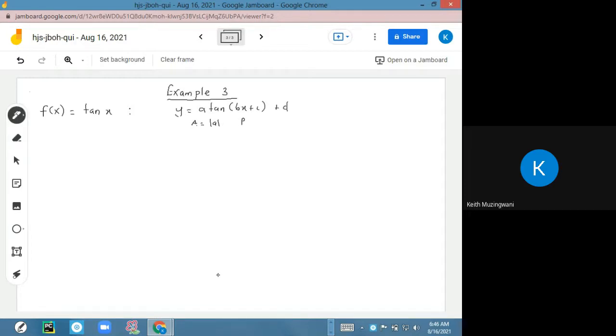The period this time around is not 2 pi, but pi over b. So the scale is the period over 2 and not 4. Then the vertical shift is 2d, and the phase shift remains the same, negative c over b. Take note, we've tempered the period and the scale.